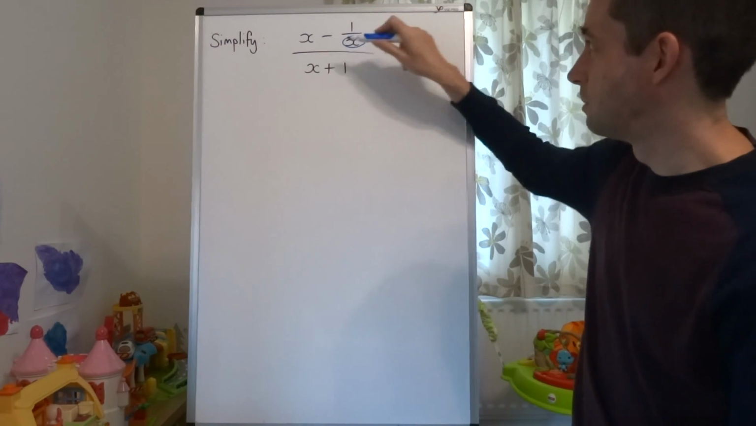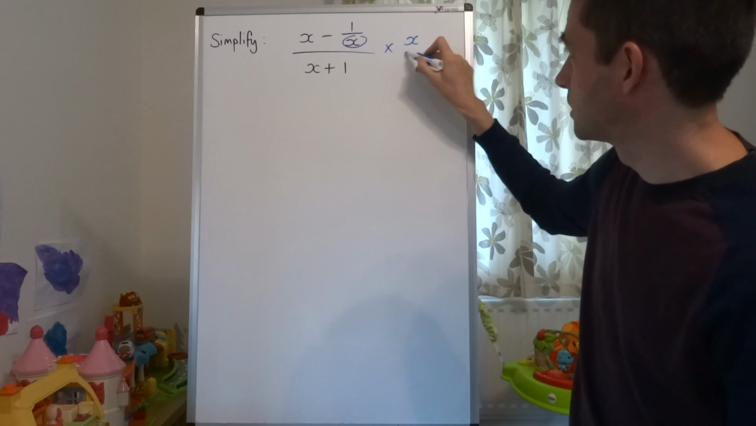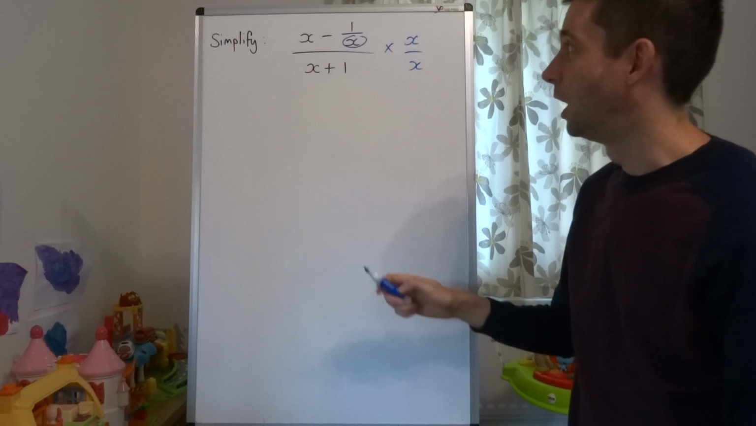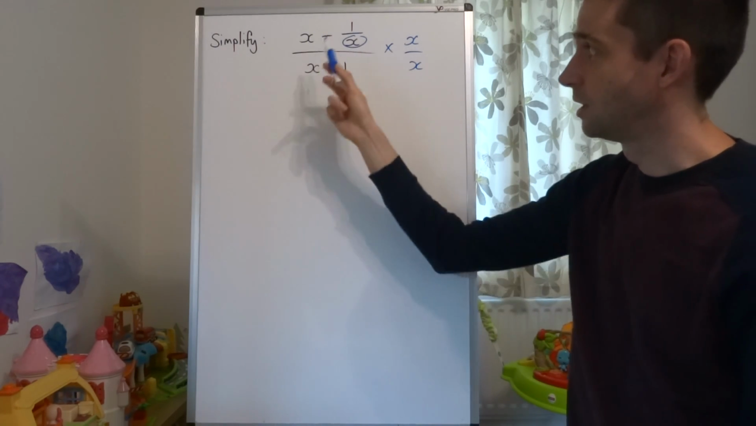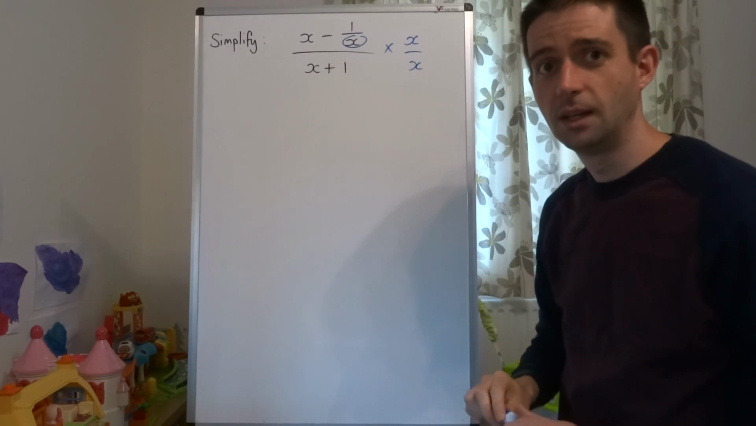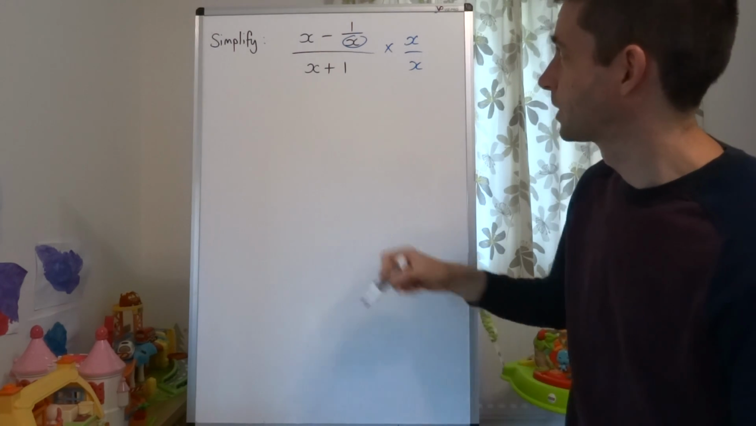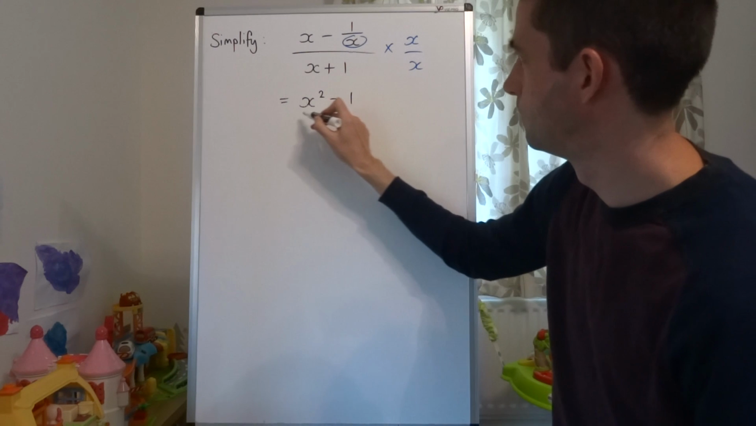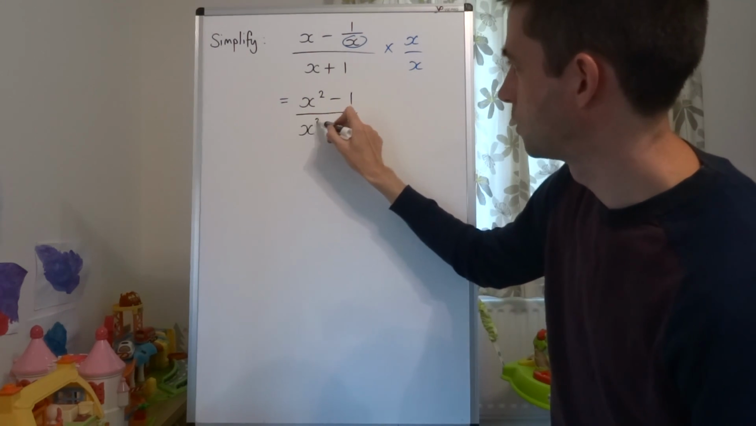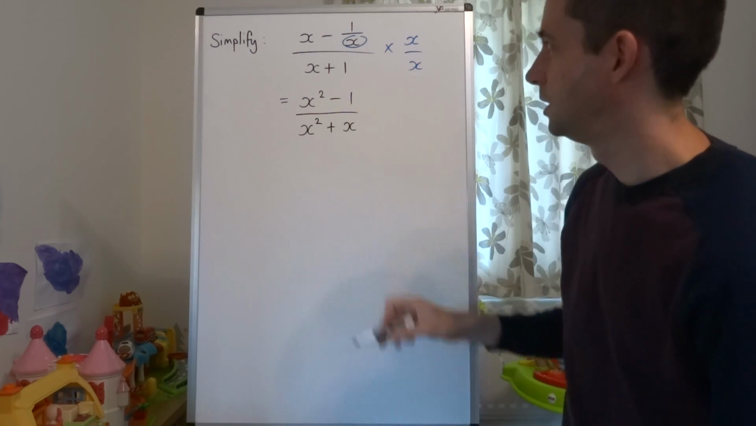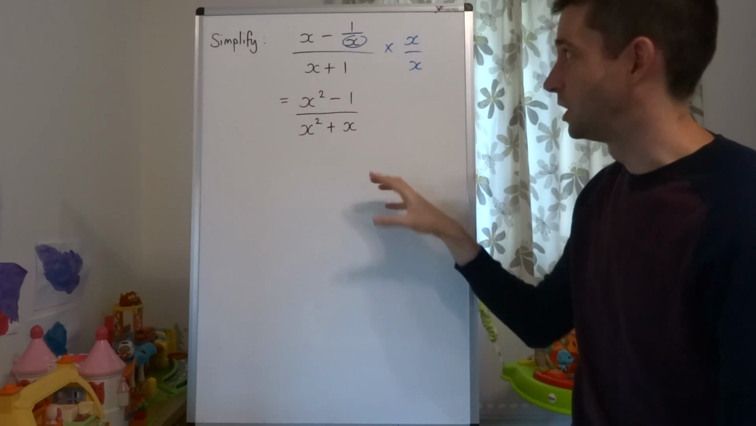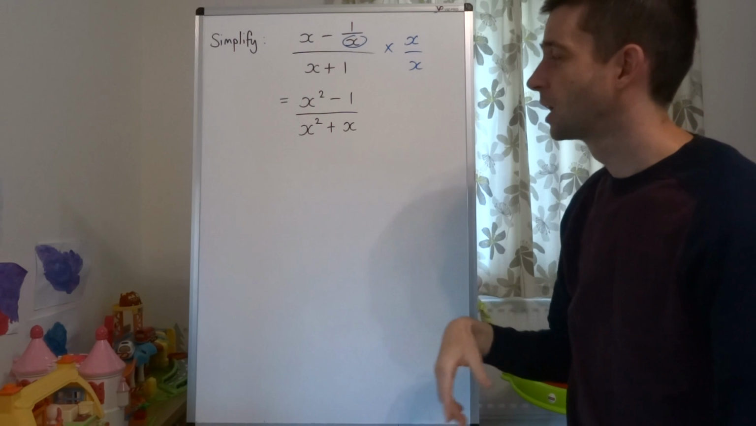However, if I multiply the numerator by x, I have to also multiply the denominator by x, which means each term on the numerator and each term on the denominator is multiplied by x. So what that would give me is x squared minus 1 over x squared plus x. So you can see here that every single term in this expression has been multiplied by x.